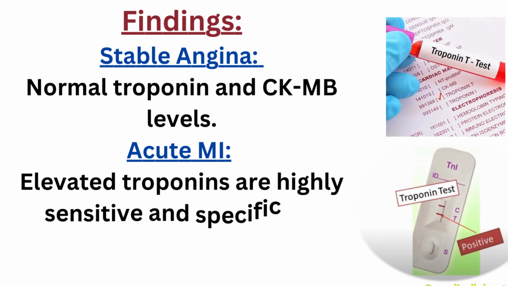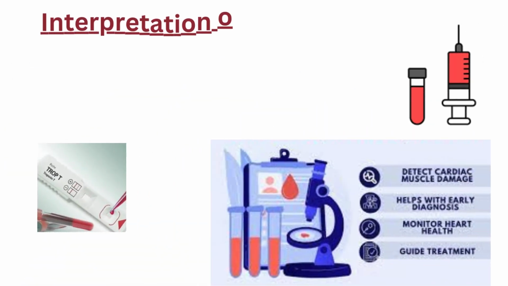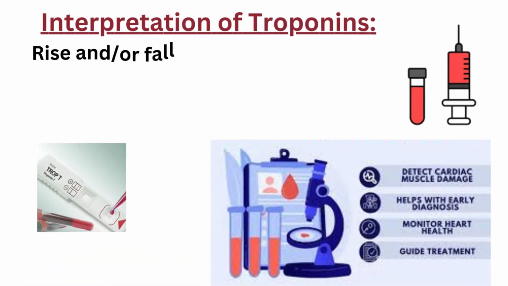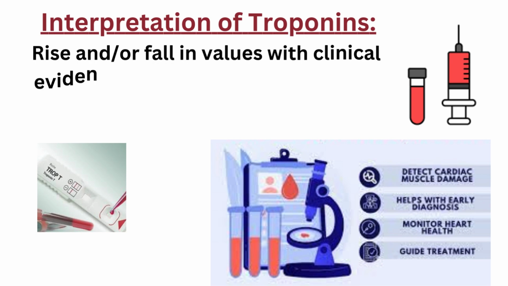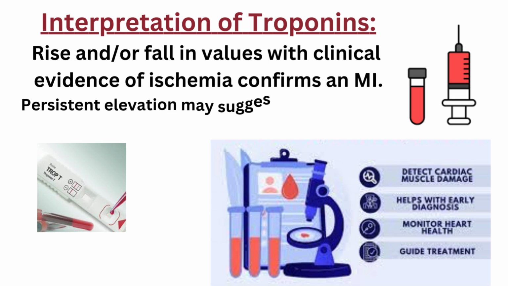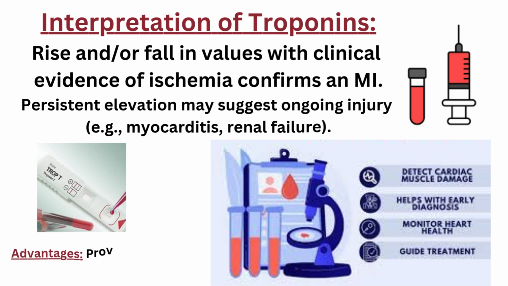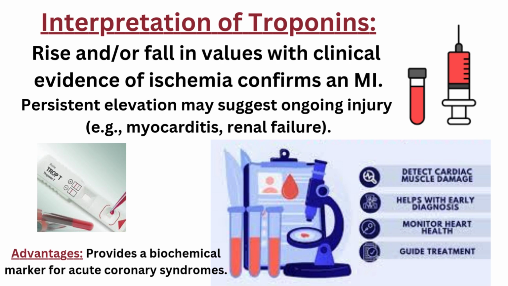Acute MI, elevated troponins are highly sensitive and specific for myocardial necrosis. Interpretation of troponins: rise and or fall in values with clinical evidence of ischemia confirms an MI. Persistent elevation may suggest ongoing injury, for example, myocarditis, renal failure. Advantages: provides a biochemical marker for acute coronary syndromes.